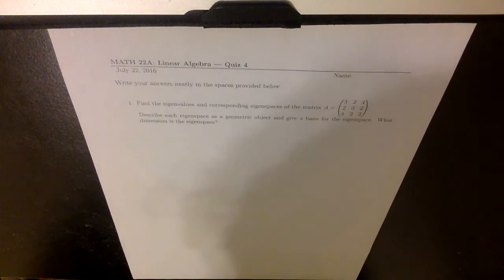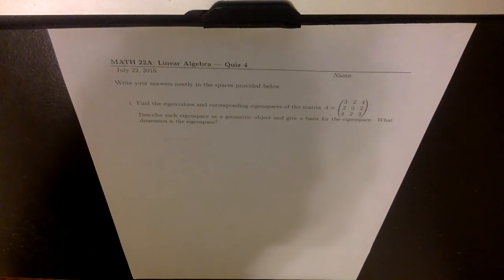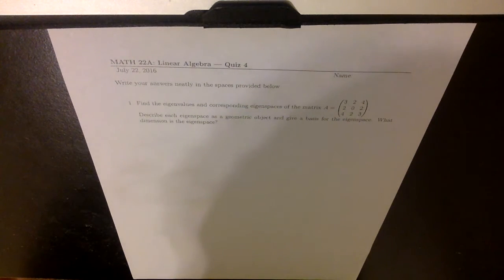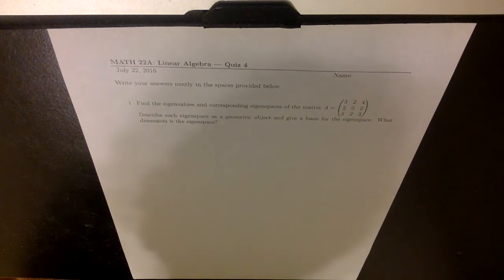Okay, so the first problem asks us to find the eigenvalues and corresponding eigenspaces of this matrix, and then to describe each eigenspace as a geometric object and give a basis for the eigenspace. What dimension is this eigenspace?